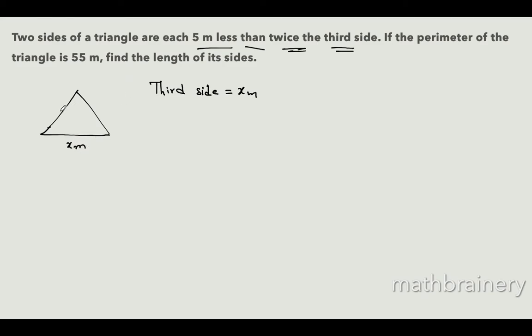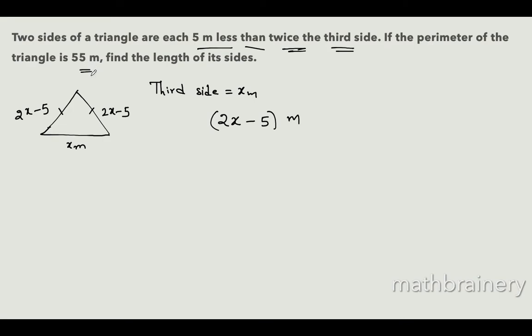Now the other two sides are 5 meters less than twice the third side. What is twice the third side? It must be 2x. 5 meters less than this is 2x minus 5. So the other two sides are 2x minus 5 meters. So this is 2x minus 5 meters. This is also 2x minus 5 meters. It was also given the perimeter of the triangle is 55 meters.